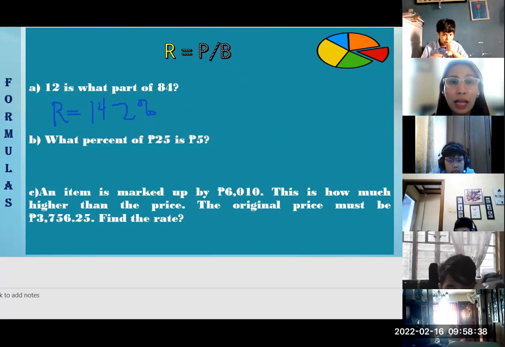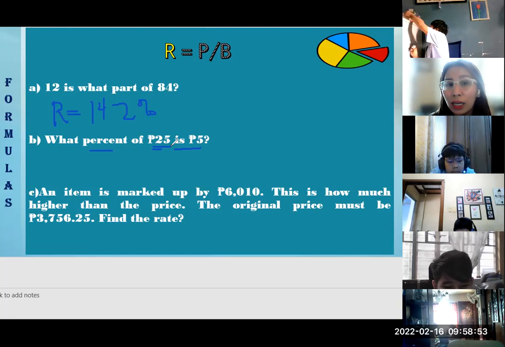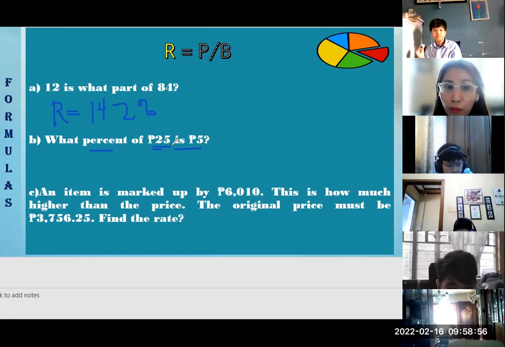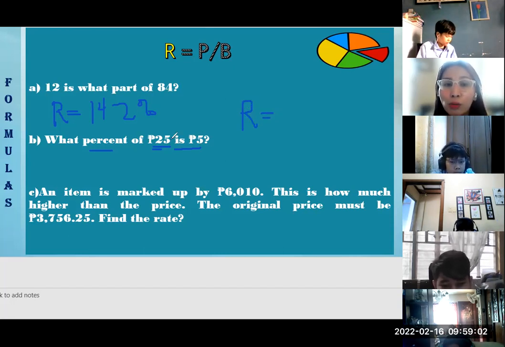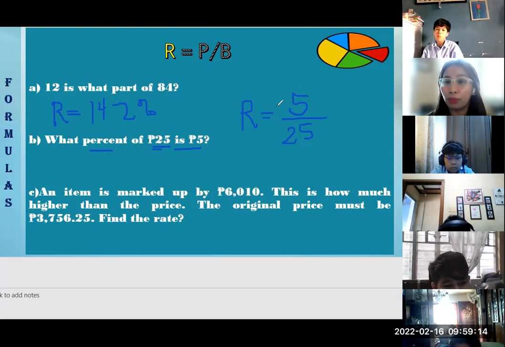So going back, dito na tayo sa number 2. What percent of 25 is 5? Oh, observe natin. 25 is bigger than 5, right? So, rate using the formula R is equals to, now, yung sabi ko palagi, the base is bigger. So lalagay natin yung 25 sa ibaba, and then 5 sa taas. Okay? Yan yung mga tip ko. The base is always bigger.